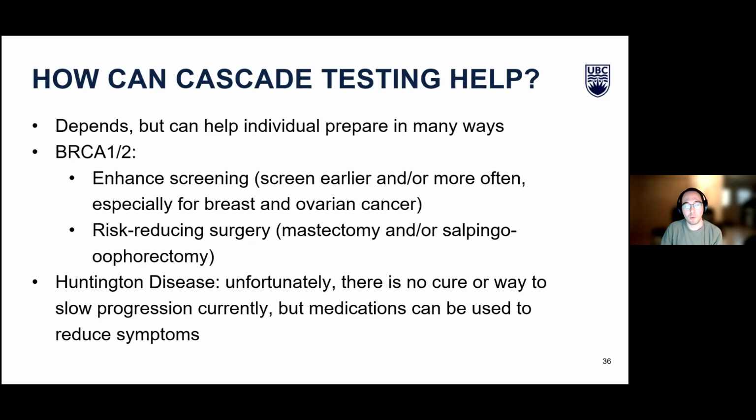So some people, when a family member is diagnosed with Huntington disease and cascade testing is offered to the family members, will choose not to do the testing simply because there's not a whole lot that can be done, even if it is found that they have it. And so some people just don't see the point in doing that. But some people might choose to do that, again, to help them prepare in many different ways. So that's up to the individual to choose whether or not they want to have that testing done.